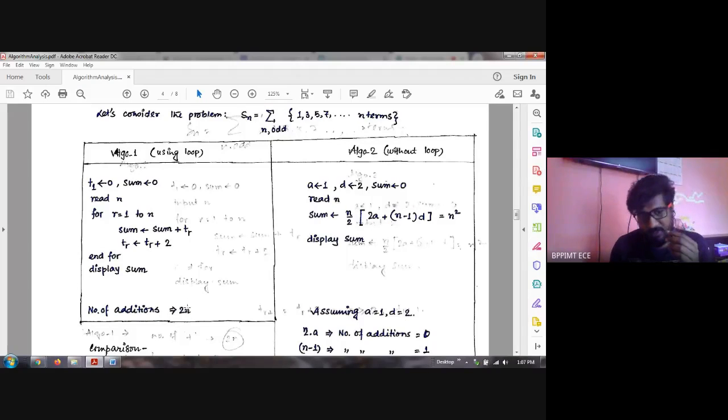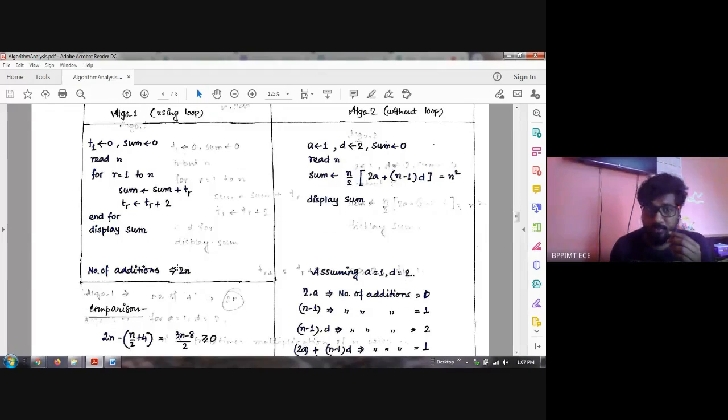So 2 into n, so the number of additions equals 2n. We are only considering the number of additions. There are many other operations also, such as the assignment operator, the increment operator in the for loop, r plus plus, etc. But we are only considering the number of additions, and in this case it is 2n.